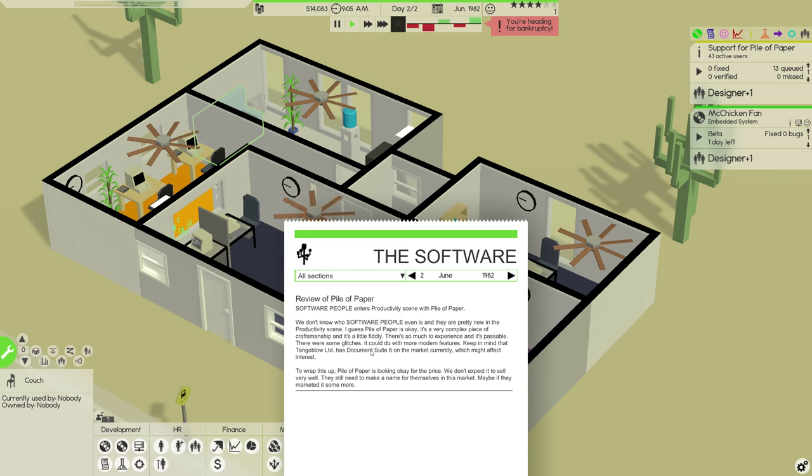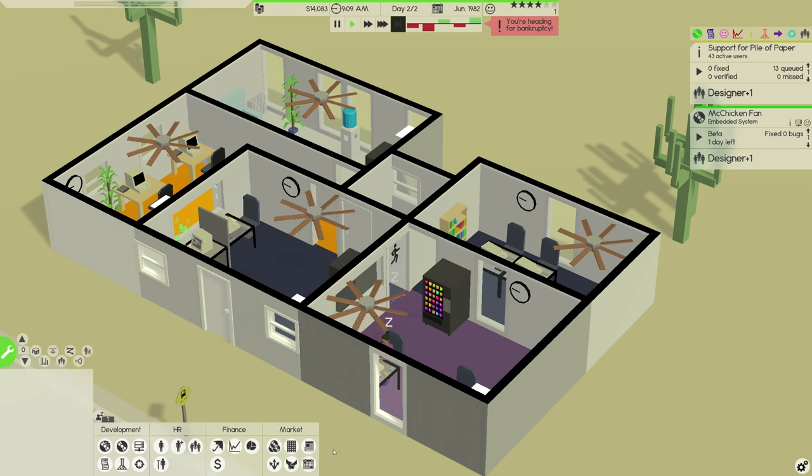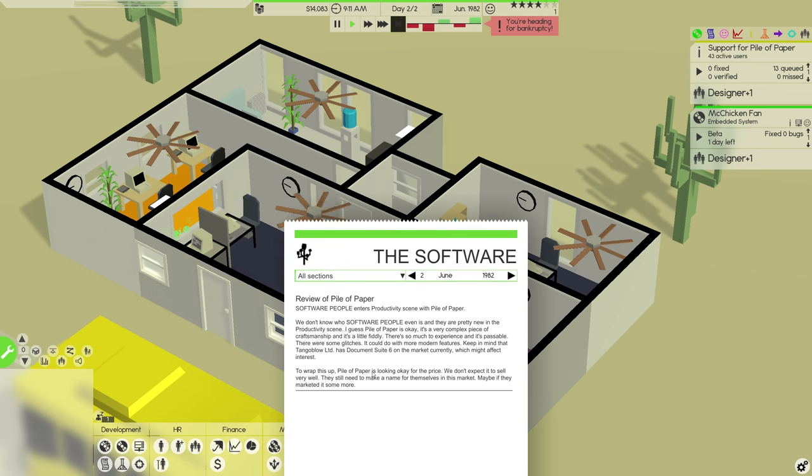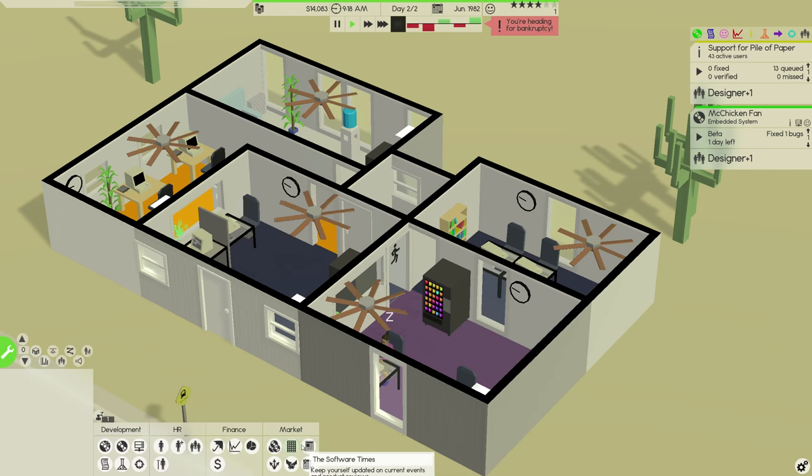Keep in mind that TangoBlow has Document C Suite 6 on the market, which might affect interest. To wrap this up, Pile of Paper is looking okay for the price. We don't expect it to sell very well. They still need to make a name for themselves, maybe if they marketed it some more.